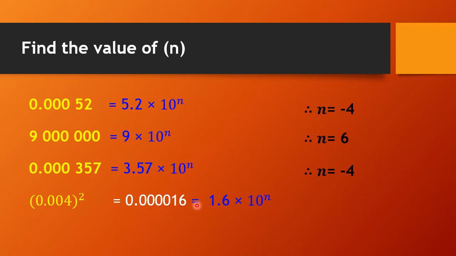In this example, we will find the value of 0.004 power 2, which equals this number. So the decimal point is between 1 and 6, and we will move it. How many places? Let's count: 1, 2, 3, 4, 5. It will be 1.6 times 10 power 5 or negative 5. Yes, it will be negative 5 because we will move the decimal point to the right.